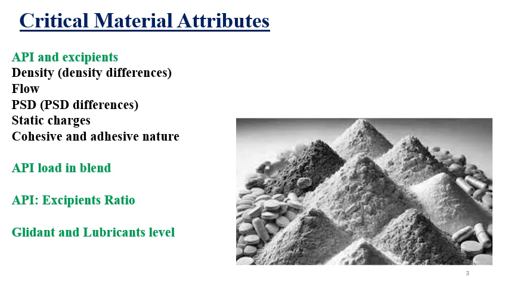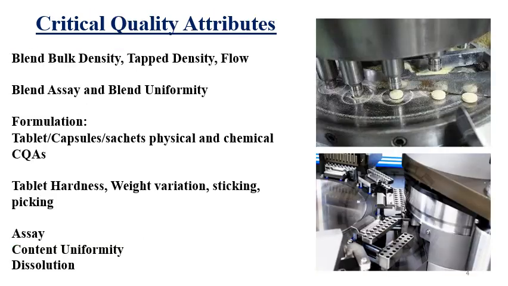Then glidants and lubricants level. What type of excipient is being added in the blend to promote the flow and to increase the blending efficiency. Glidants and lubricants improve the flow of the material and thereby help to mix the blend properly. So always it is included in the blending process. The different glidants and lubricants are colloidal silicon dioxide, talcum or talc, and magnesium stearate. Others are also used. So these are the critical material attributes for blending and lubrication.